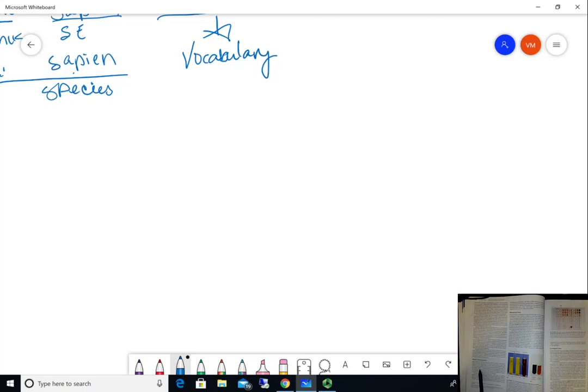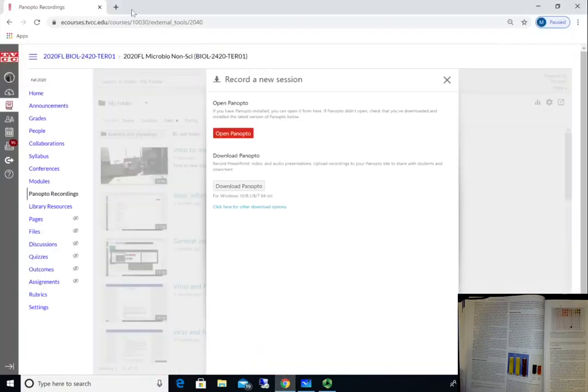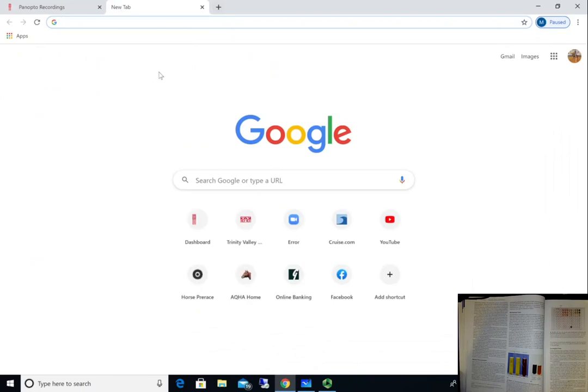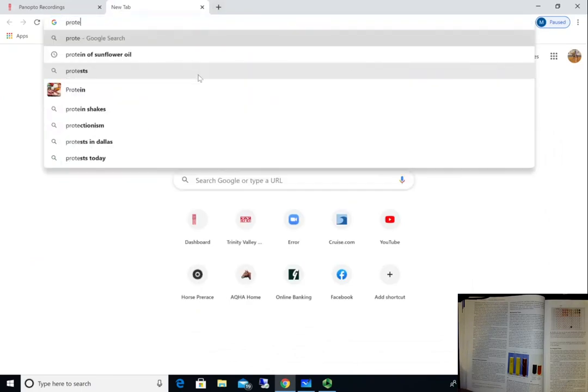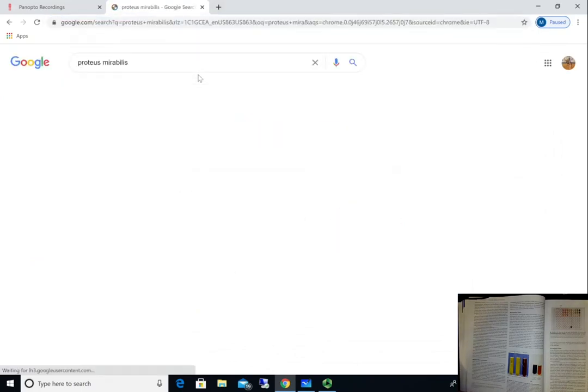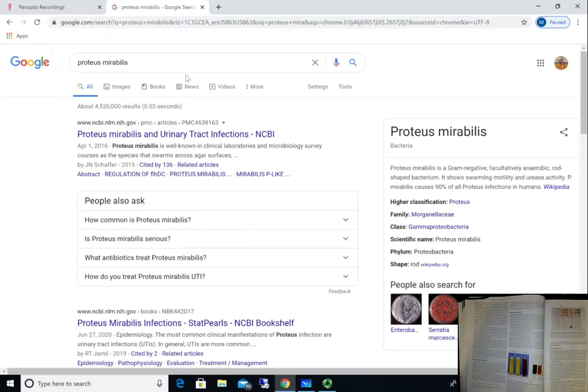Here's the cool thing about bacteria. Their colony shape is specific to their species. So you'll notice one that has a very special colony shape, and I'm going to show you one in just a second. And you'll be able to identify that organism very quickly. So let's go over here to Google, my favorite thing. And I'm going to look at Proteus. Okay, Proteus mirabilis. This guy is really cool.